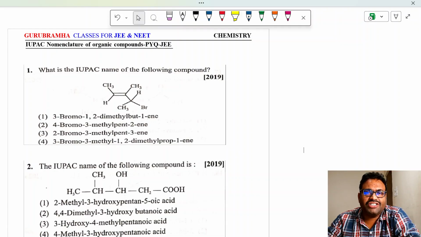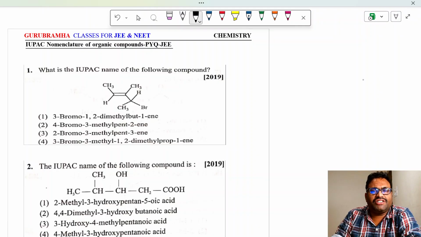Today, in this session, we are going to solve PYQ on IUPAC naming of organic compounds. These questions are from JEE Mains. Let us start the session, right?